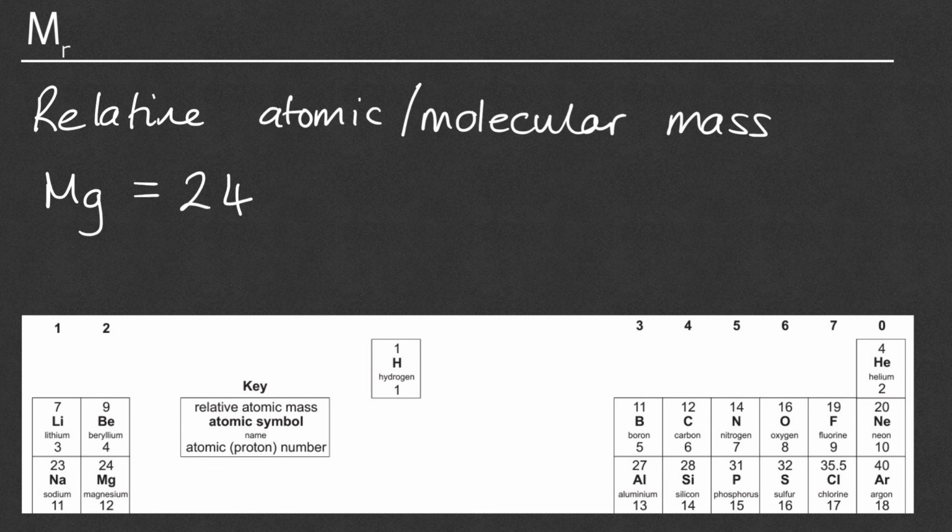So for any atom by itself, its MR, or sometimes called its AR for its atomic mass, is just the relative atomic mass given straight from the periodic table. So for example, carbon would have a relative atomic mass of 12, because that's its value from the periodic table.